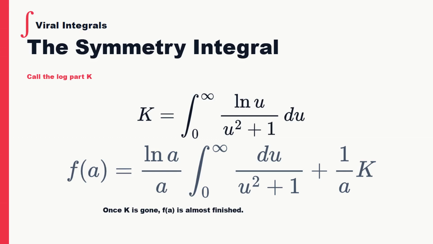And now another intermediate substitution variable, K. We're going to let K be equal to that integral from 0 to infinity of natural log u over u squared plus 1 du. So now we have f of a equal to all this stuff right there. And we just say that last integral is just 1 over a times K, because we defined K to be that integral that we had before.